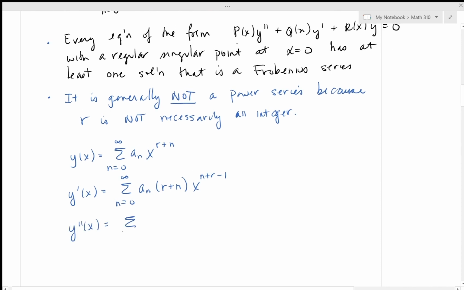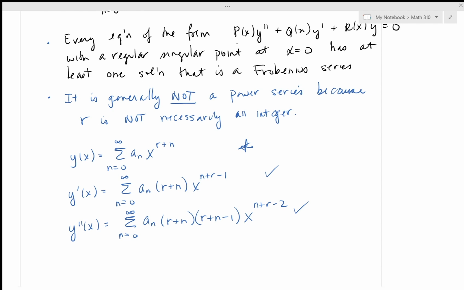The sum n equals 0 to infinity of a n times r plus n times r plus n minus 1 times x to the n plus r minus 2. Okay. So this is the solution to the differential equation, this is the first derivative, and this one here is the second derivative of the solution.